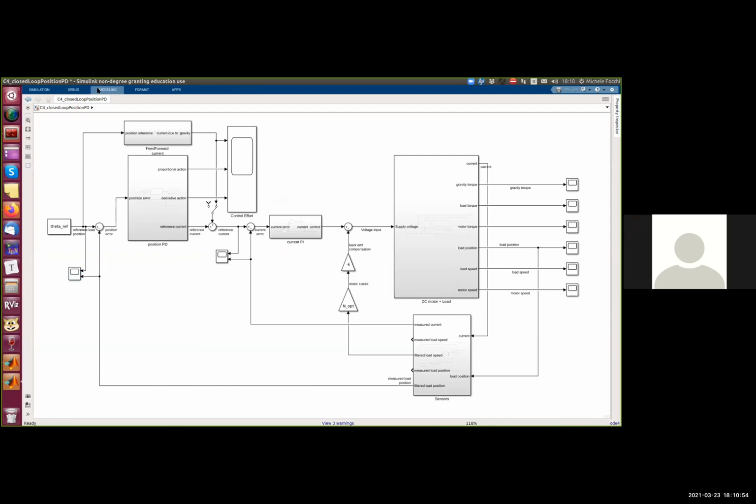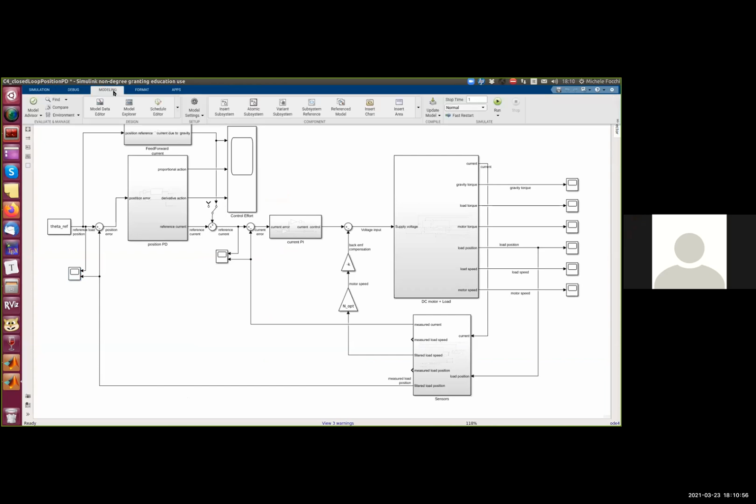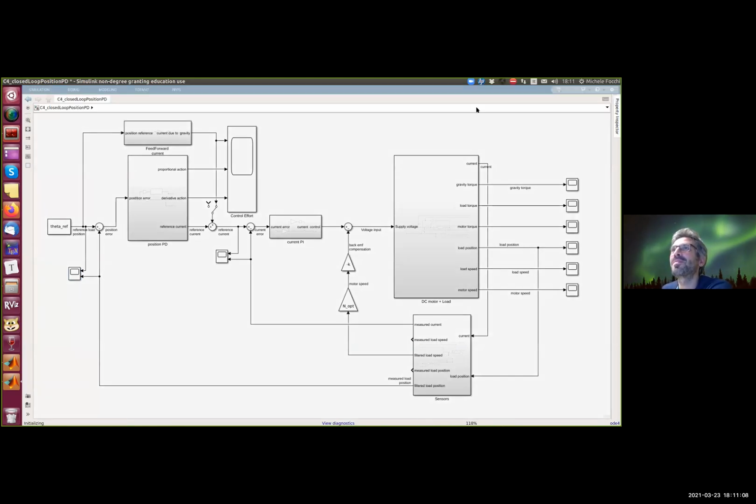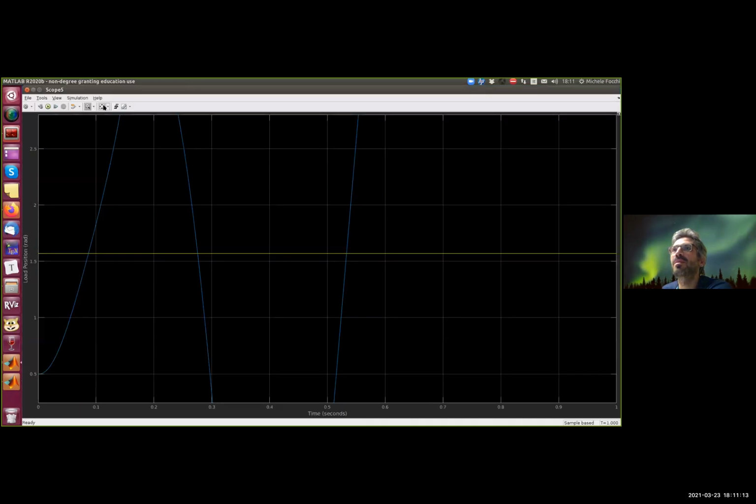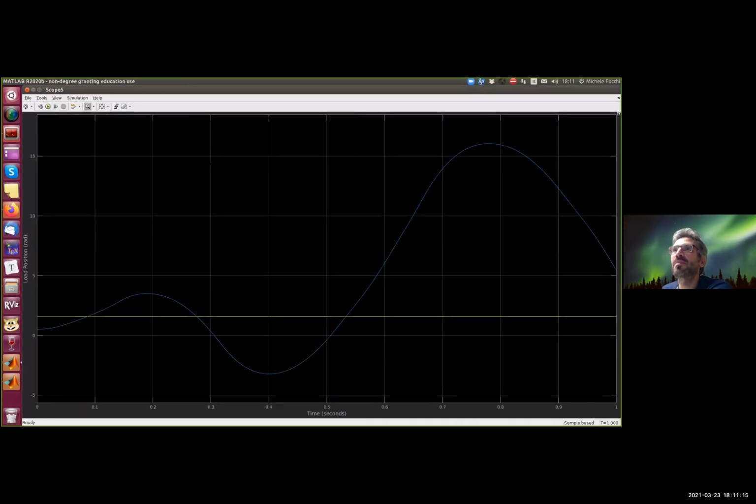Unstable. Unstable, okay. Davide says unstable, somebody else says something else. It's just, I don't know, a 10 euro bet. Let's see. Yeah, it's unstable. You see the oscillations are growing.